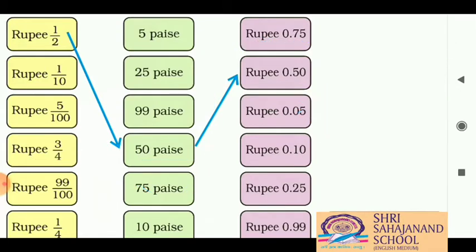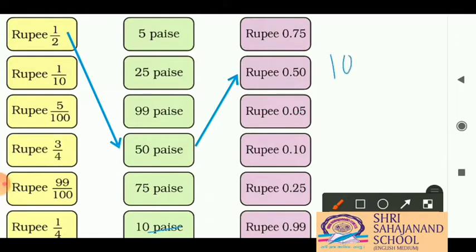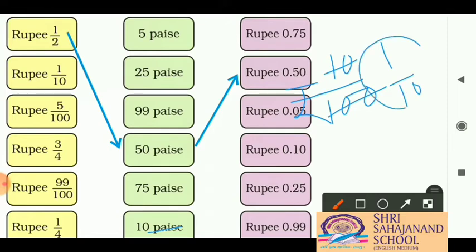Now at the last, 10 paise. So 10 paise means how much rupee? 10 upon 100 rupee, right? So 10 upon 100. We can also simplify it. 10 divided by 10 is 1 and 100 divided by 10 is 10, means 1/10 rupee. So here we have 1/10 rupee.